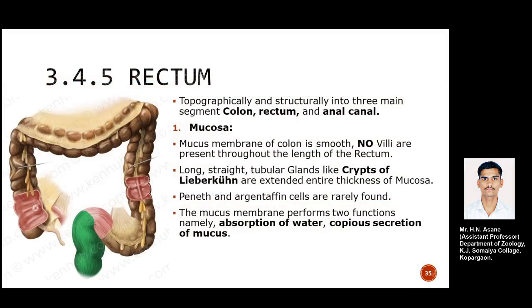Okay, in this session we are going to focus on the last part of the alimentary canal, that will be the rectum. As you all know, the rectum is the last part of the large intestine. The large intestine is divided into colon, rectum, and anal canal. The large intestine thoroughly has the regions mucosa, submucosa, and serosa. Topographically or structurally, the large intestine is divided into three main segments, which are named colon, rectum, and anal canal.